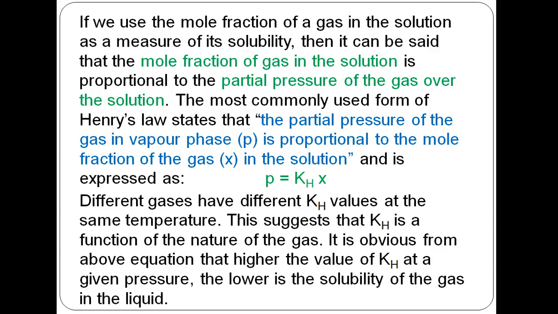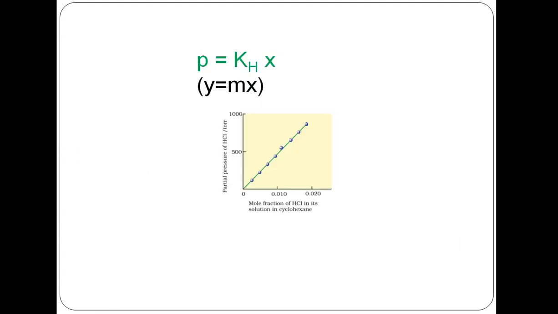Now this equation P is equal to Kh into X is an equation of a straight line. So if we plot a graph taking partial pressure on the y-axis and mole fraction on the x-axis, you will get a straight line passing through the origin.